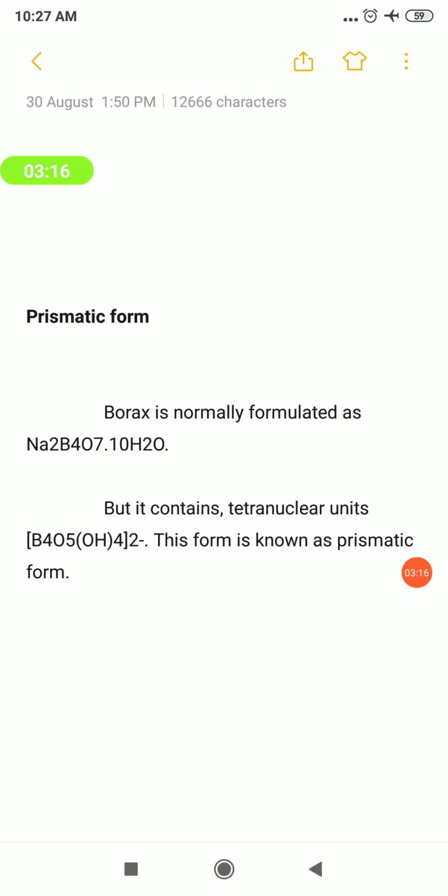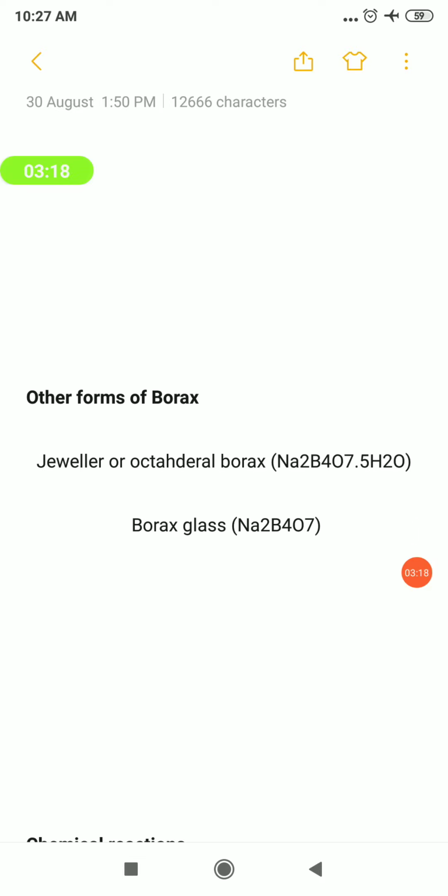Then other forms of borax. Borax can exist in 2 other forms. Those forms are jeweller's or octahedral borax, and its formula is Na2B4O7 5H2O. What's the formula? Na2B4O7 5H2O. Then borax glass. Its formula is Na2B4O7. Borax glass means when the borax molecule loses its 10 molecules of water.